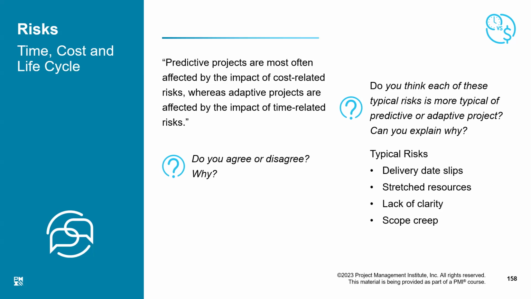So delivery date slippage is a predictive problem. We are more worried about that we will get delayed and things like that. In Agile, there is no concept of delay, right? Stretched resources. Where are the resources much stretched, predictive or agile?